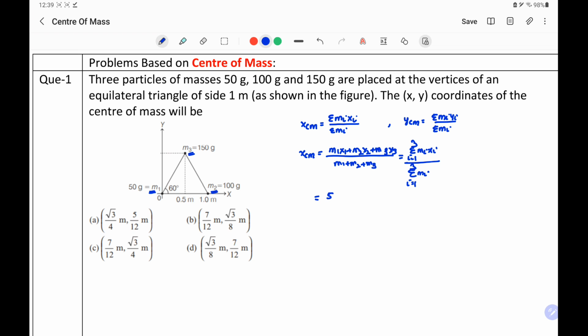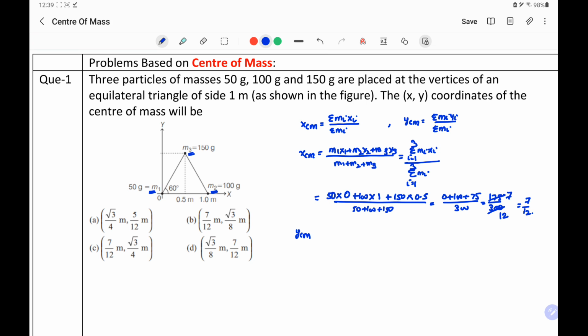The first particle is of mass 50 grams, so it is 50 into 0, as it is at the origin, so distance from the origin will be 0. Another is 100 gram and its distance is 1 meter, plus the third one is 150 gram and its distance is 0.5 meter, divided by 50 plus 100 plus 150. So it will give 0 plus 100 plus 75 divided by 300, or 175 by 300. On dividing numerator and denominator by 25, we will have 7 and 12. So the x coordinate has the value 7 by 12 from the origin.